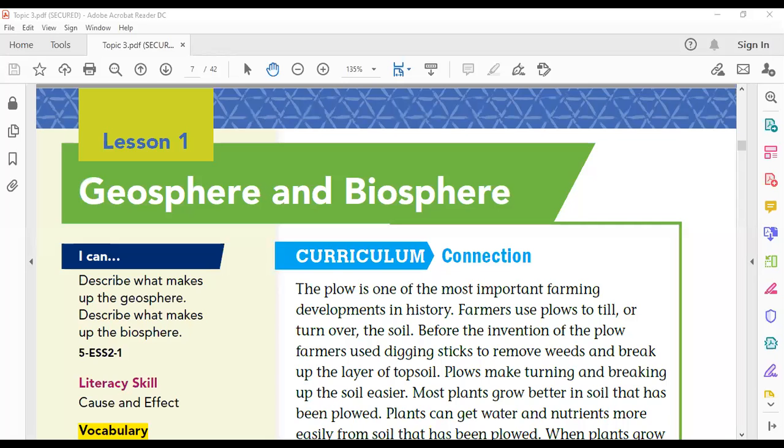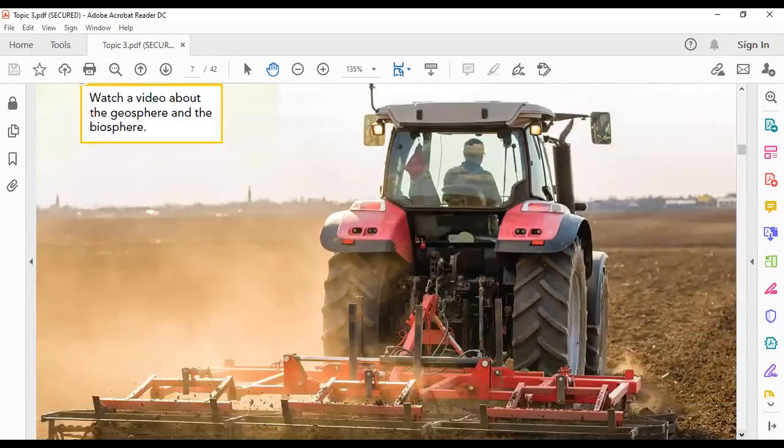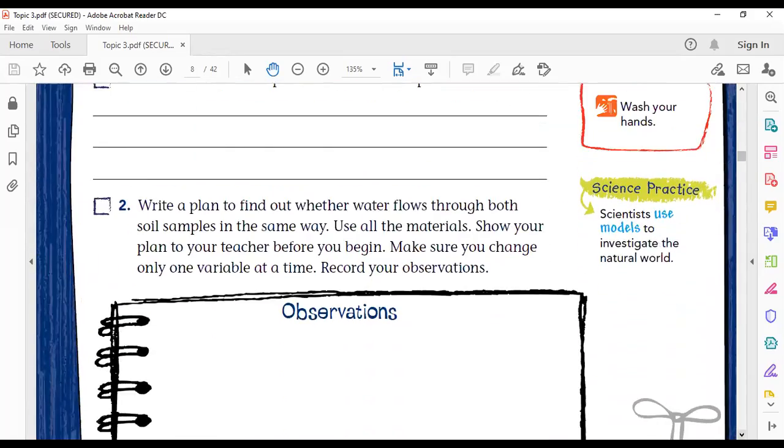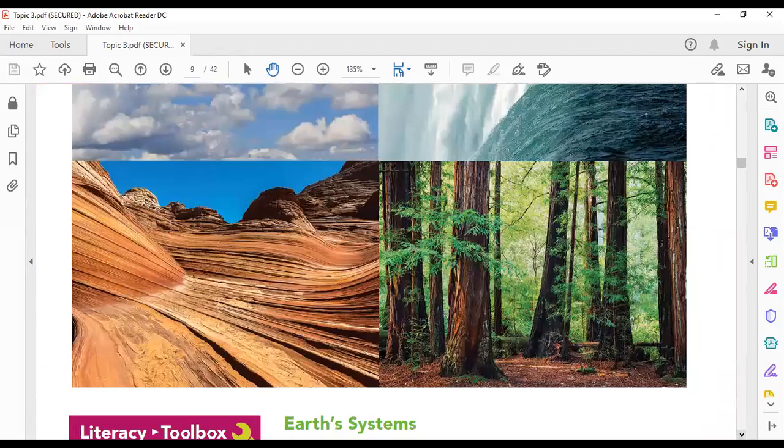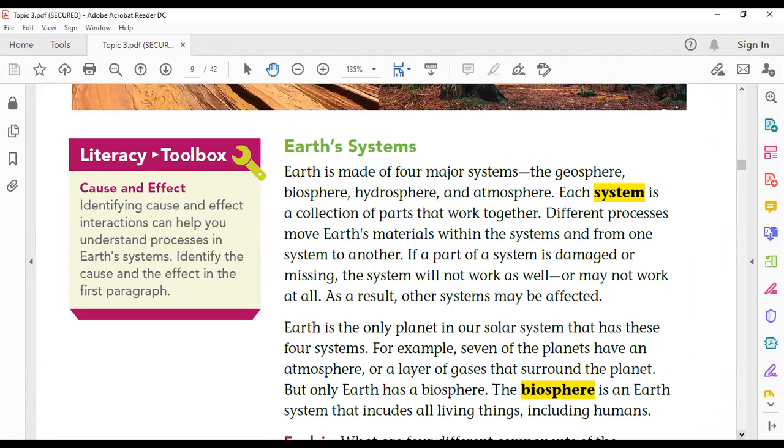This unit is talking about Earth's system. And we mentioned yesterday that the Earth system is made up of different parts. Any system is made up of what? A collection of parts that work together. The same thing, Earth system is made up of a collection of parts that work together.